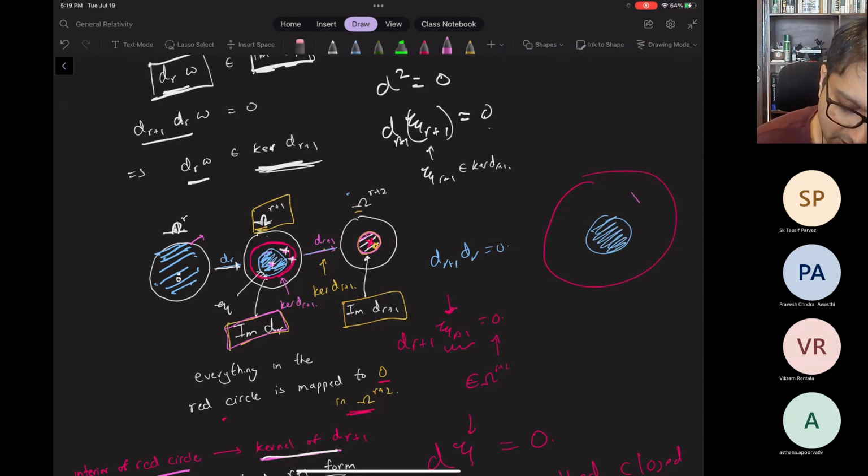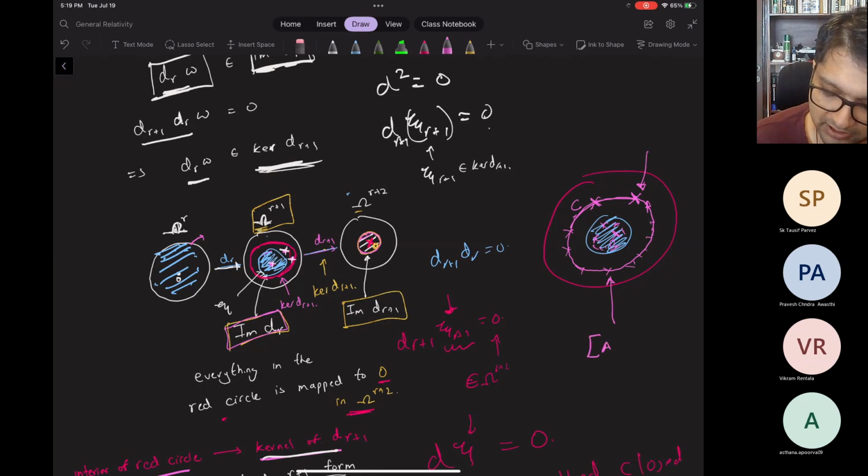Imagine that I take some closed form which is not exact, which is here. I can always get another closed form which is not exact by adding some exact form to this form, right? So A plus B gives me C. Now I can go on adding every element of this space, and I will get some kind of orbit in the space of closed but not exact forms. Now all of these together, I just identify as a single element, which I call the equivalence class of A.